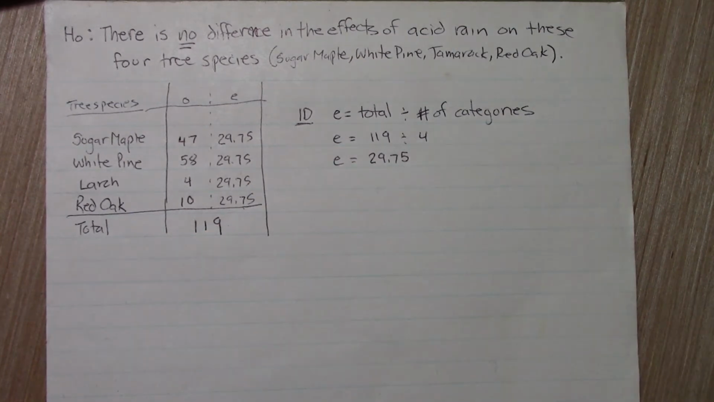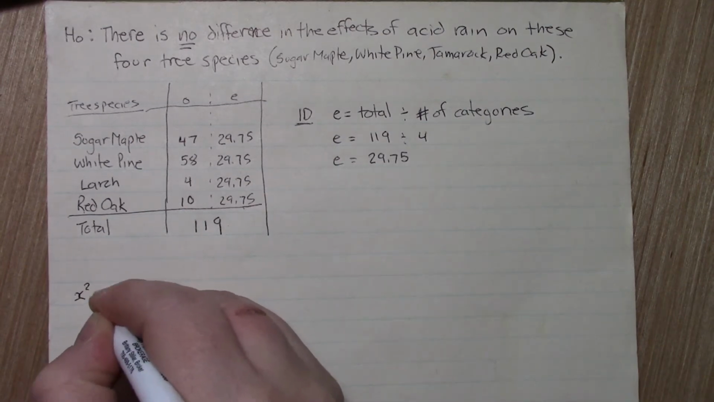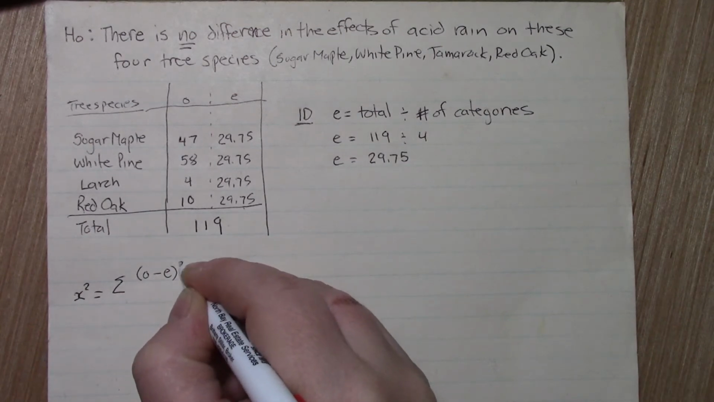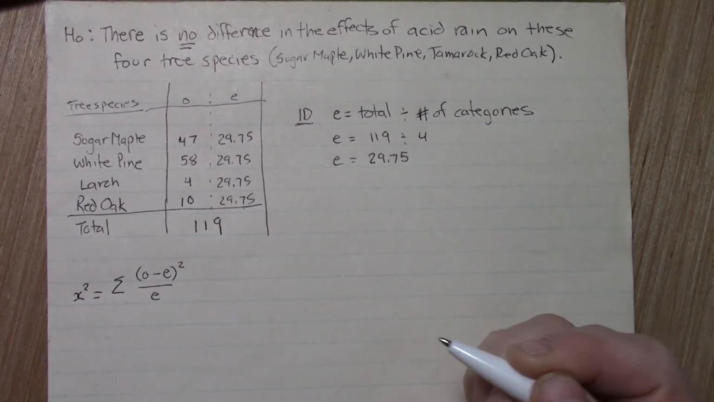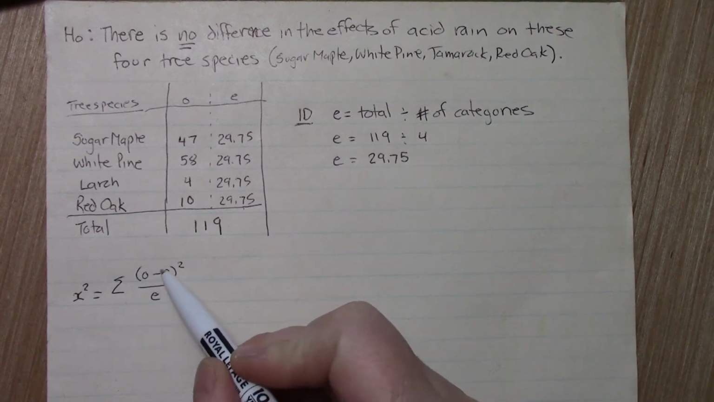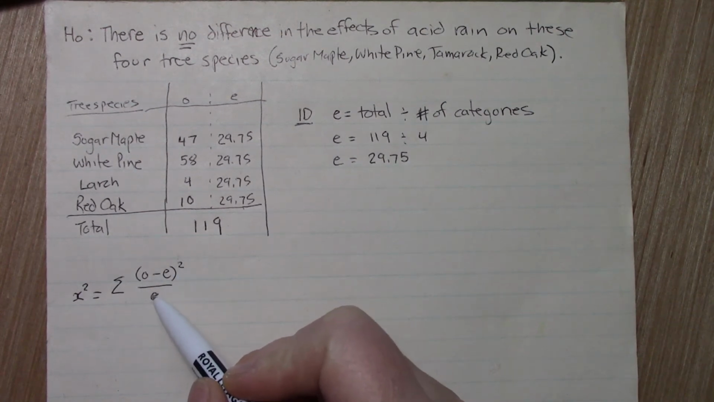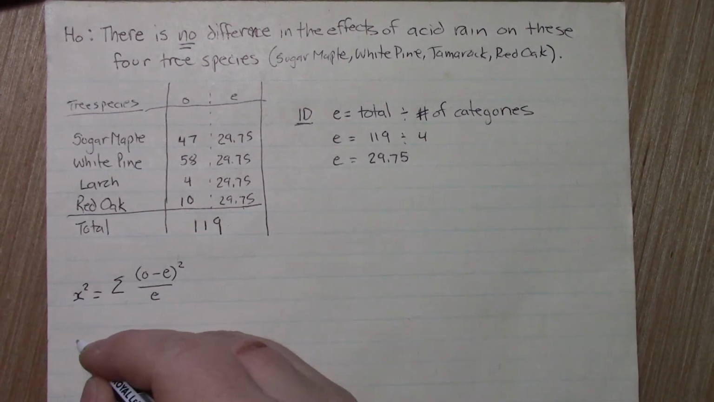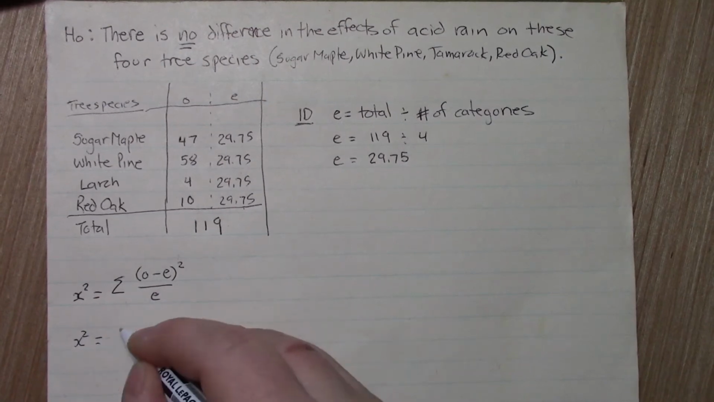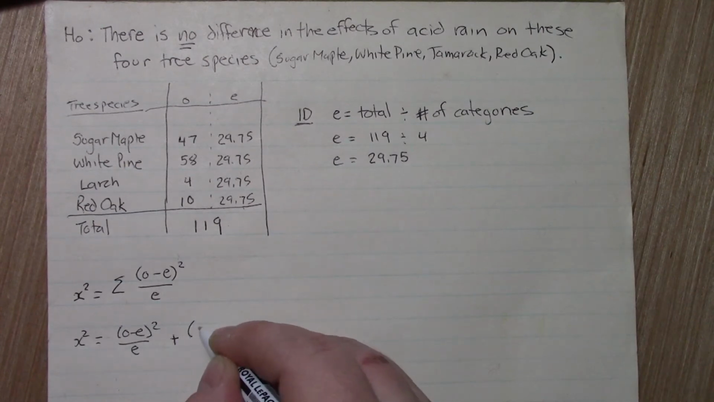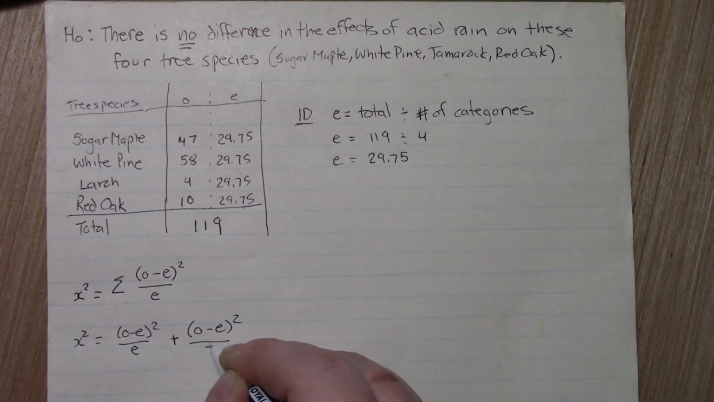So then we need to put these into our equation. Chi-squared equals the sum of observed minus expected squared over expected. So how this works is we're going to add this part of the equation over and over again, depending on how many variables we have, or how many categories we have. So I'm going to rewrite it. Chi-squared equals observed minus expected squared over expected plus observed minus expected squared over expected plus.